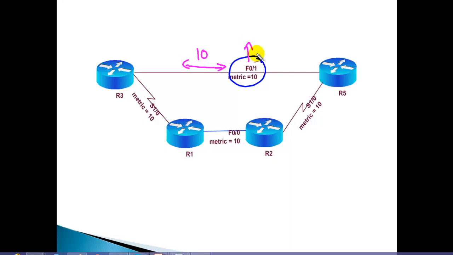It can be your Fast Ethernet interface, or your serial interface, or your Gigabit Ethernet interface. Whatever the speed of the link, the default metric will be 10 on every interface. If you want, we can even change it to any other number, but the default metric on a Fast Ethernet interface or on a serial interface, whatever the speed of your link, doesn't make a difference. So the default metric always remains 10 here.